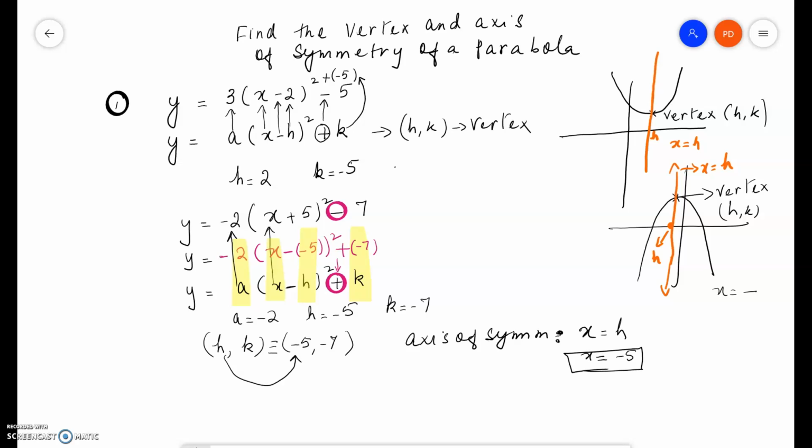Here the axis of symmetry would have equation x equals 2. Remember, it has to be x equals something because it's a vertical line.